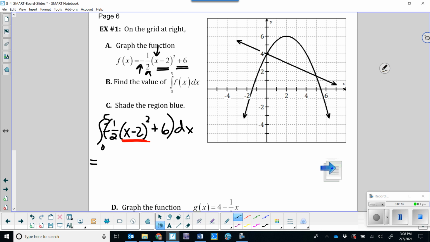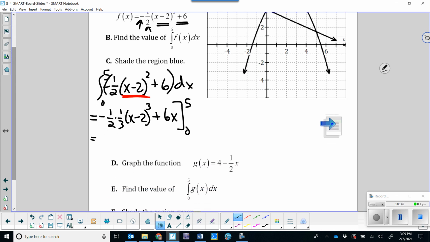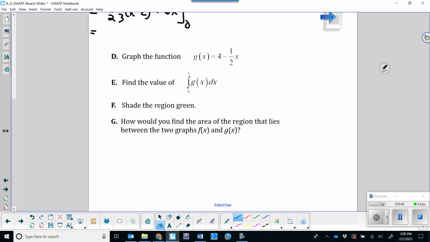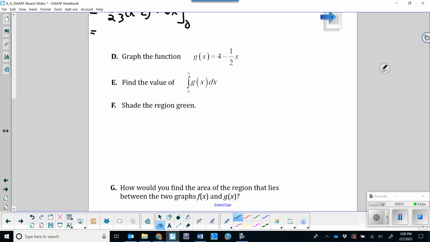So we're going to have -1/2, and then we're going to leave a little space. We're going to do x minus 2, raised to the third. Then we're going to divide by 3, so I'll just put times 1/3, and that one's done, because remember, du was just dx, so I didn't have to do anything. Then plus the integral of 6, which is 6x, and I'm going from 0 to 5. So we're going to go ahead and do all of this work.